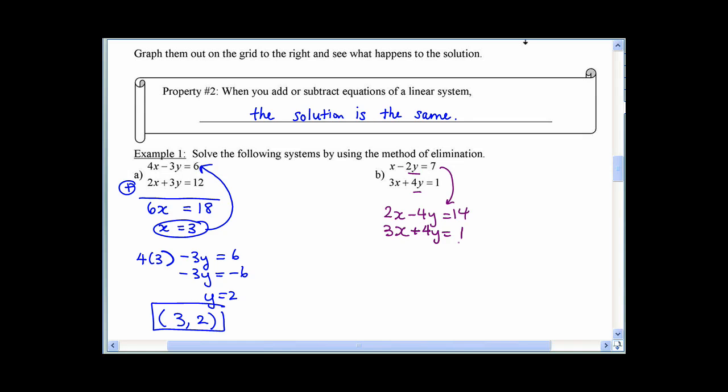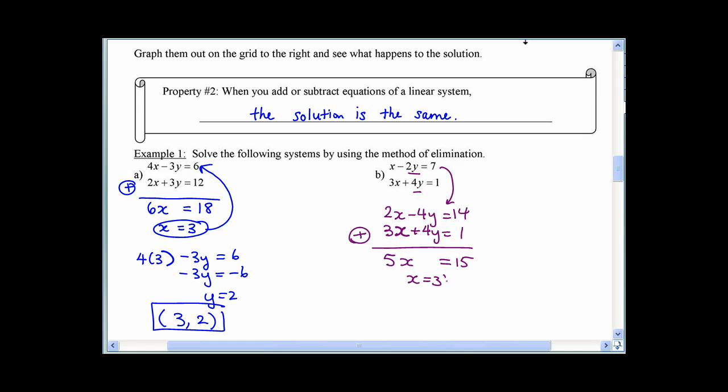Notice now we have the same situation as example 1a. So up to you, add or subtract. 2x plus 3x is 5x. Then negative 4y plus 4y is 0y. 14 plus 1 is 15. Very easy to solve now.